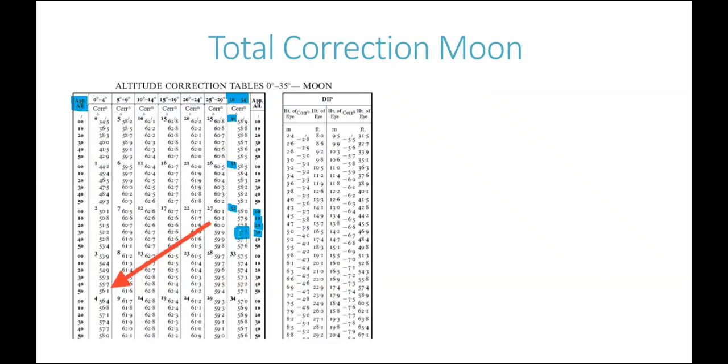That is the first correction. It is known as the main correction. So this is the first correction for altitude correction of moon, the main correction. So in this case, it is plus 57.8 minutes.